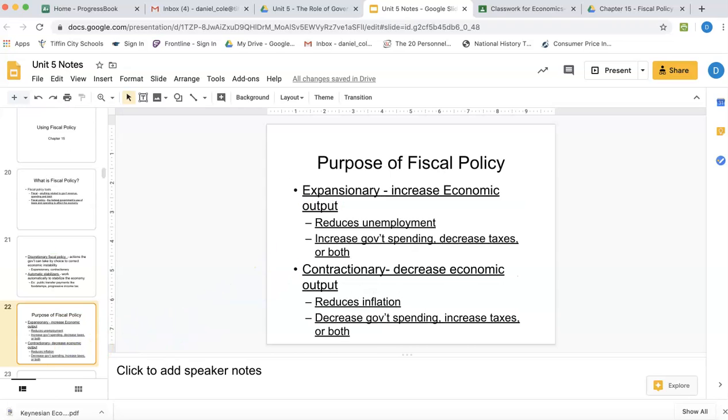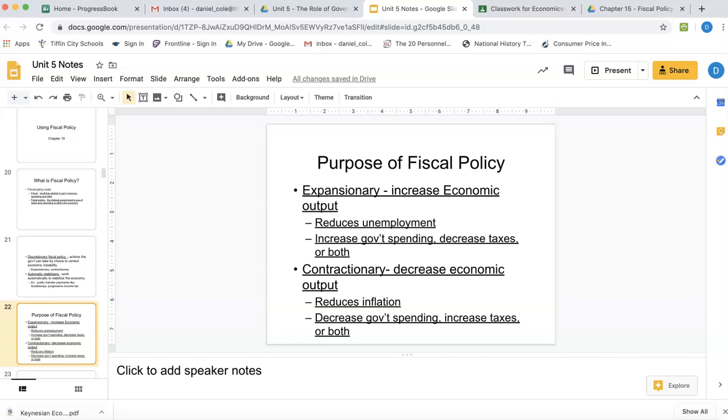So fiscal policy can be classified into two different ways: expansionary fiscal policy or contractionary fiscal policy. Now, the names pretty much give it away. During expansionary policy, the government is trying to increase economic output. They're trying to grow the economy. During times of contractionary fiscal policy, they're trying to decrease economic output.